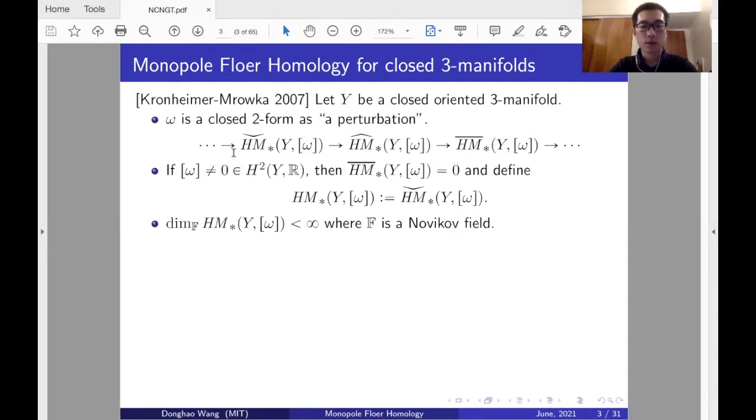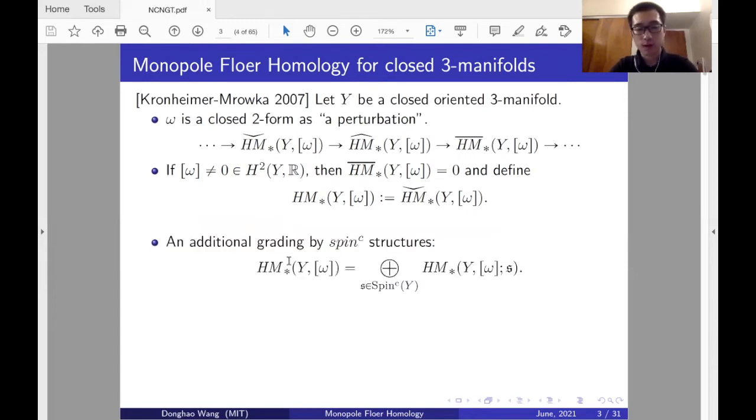In their book, they also prove that if the cohomology class of omega is non-zero, then the third group here, this bar version group, is always trivial. So the first two groups are isomorphic. In this case, only one flavor exists. In this talk, let's denote this from version group by HM star. This group is defined over a Novikov field, and it is always finitely generated.